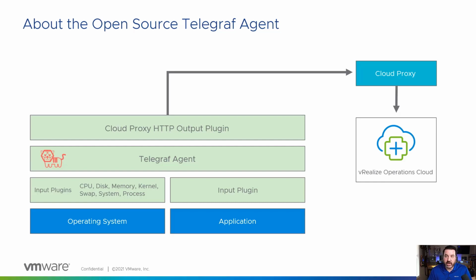And then for the applications, we need to configure input plugins to connect to those applications and get those metrics out. Once they've been collected by the agent, the Cloud Proxy output plugin is what the Telegraf agent uses to ship that data, formatted the way we expect to see it, to the Cloud Proxy, which then sends it to vRealize Operations Cloud or vRealize Operations on-prem. But the key thing to point out is that we do need a Cloud Proxy to be able to collect those metrics.